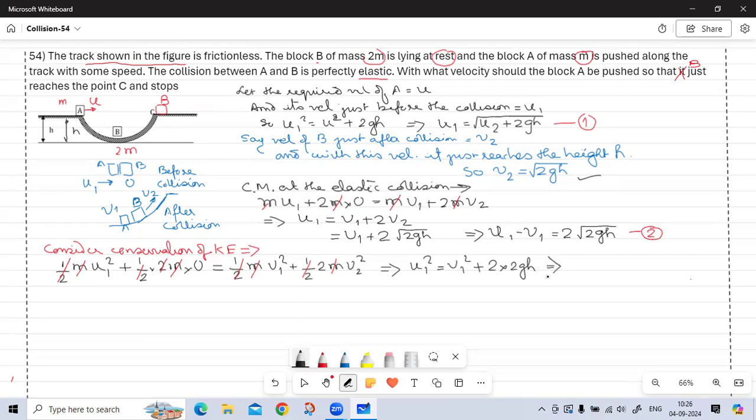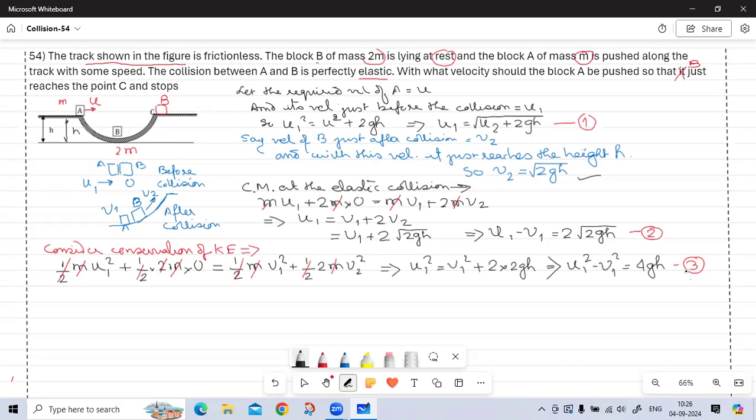From there we find u1 square minus v1 square is equal to 4gh. Okay, this is relation 3. Then what do we do? Here we have u1 square minus v1 square. Here we have u1 minus v1. So now we can solve it.